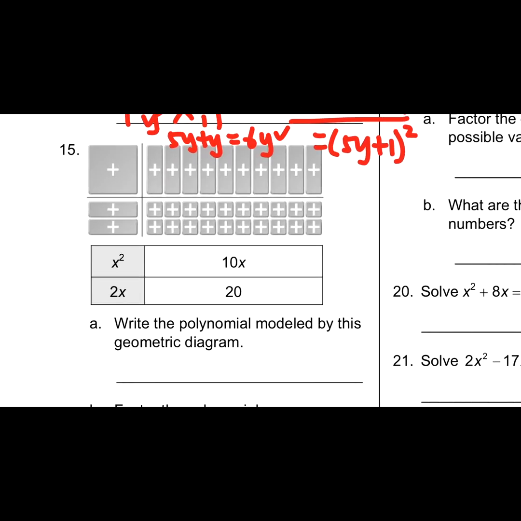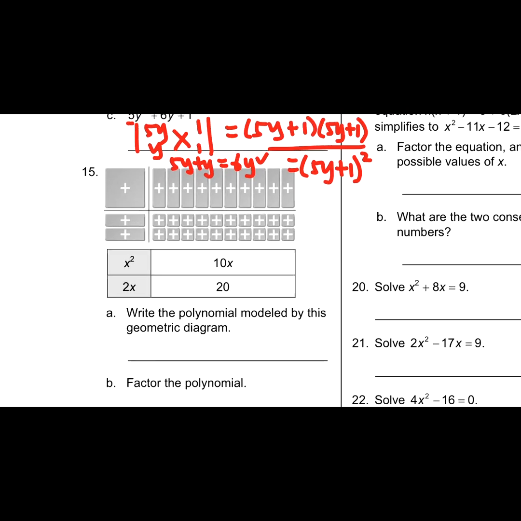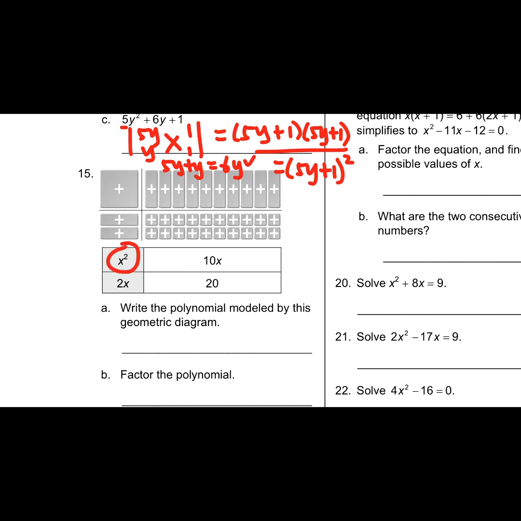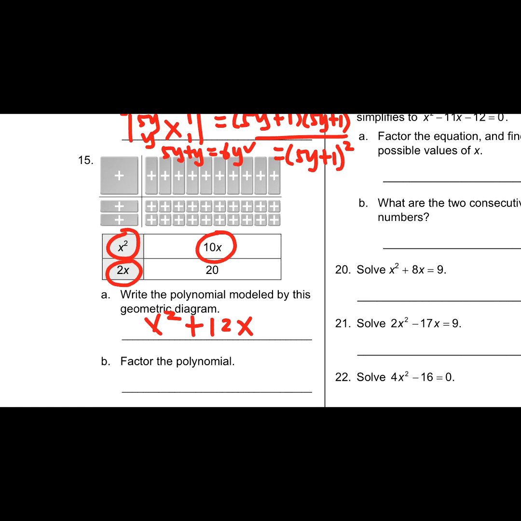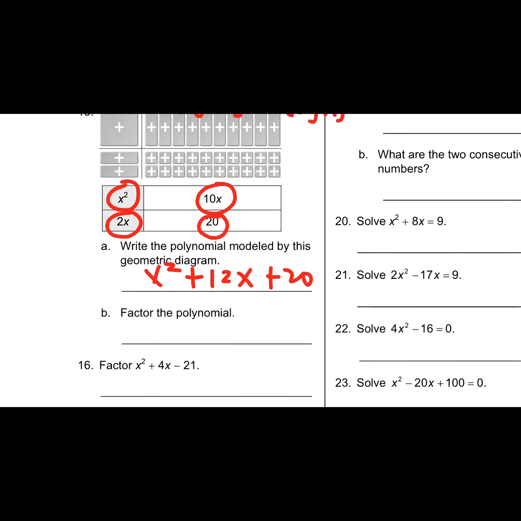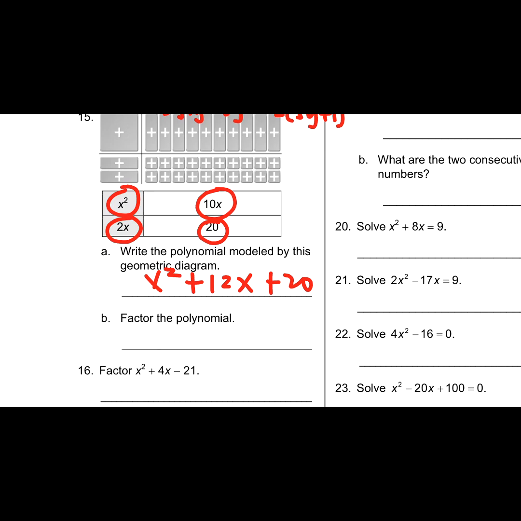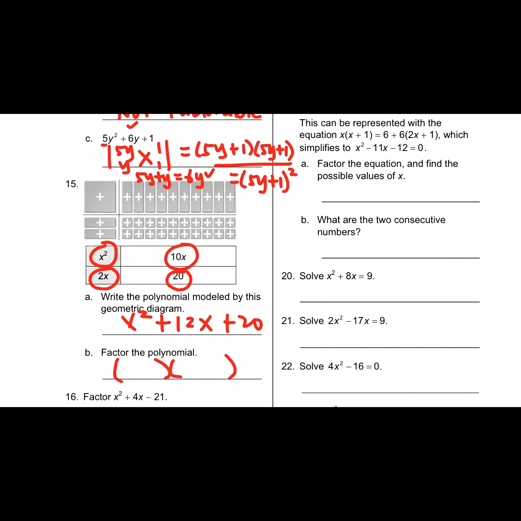Number 15. Write the polynomial modeled by this geometric diagram. So we got x squared here, and then plus 10 and 2 makes 12x, and then plus 20 at the end. So this would be the expression. And then they want you to factor the polynomial. So to factor this, you can actually see that on top here, it is x plus 10. And then over here is actually x plus 2.